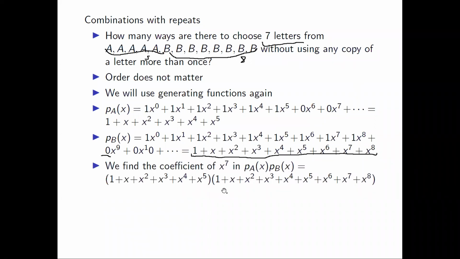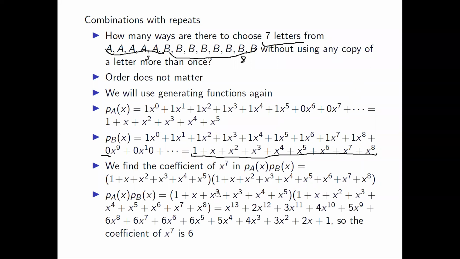And the x to the 7th coefficient in this product, 1 plus x squared up to x to the 5th times 1 plus x squared up to x to the 8th. We can multiply them together and we get this polynomial. So x to the 13th plus 2x to the 12th plus 3x to the 11th plus 4x to the 10th plus 5x to the 9th plus 6x to the 8th. So notice the coefficients went from 1 to 6, just went up by 1 for each one. Then it stays at 6 for a while. We get 6x to the 7, 6x to the 6, 6x to the 5, and then it goes back down again. 5x to the 4th, 4x to the 3rd, 3x squared, 2x, and 1.